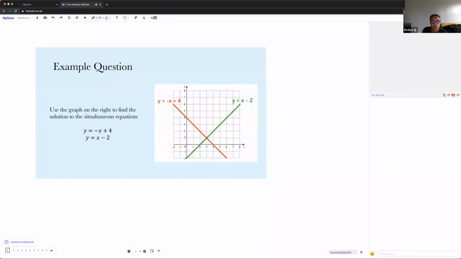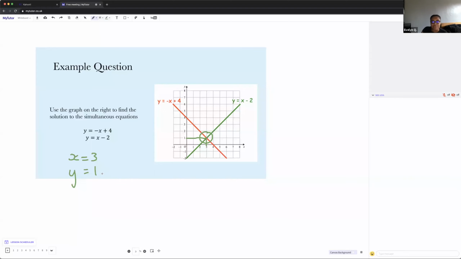They would say, use the graph on the right to find the solution to the simultaneous equations. So they've drawn the lines for you. All you have to do is find out what x is equal to and what y is equal to. So you find the point where the lines cross, and that's when x is 3 and y is 1. So your answer would be x equals 3 and y equals 1. And that's how you solve using a graph. And then remember, always check your answer. Just put those numbers into the equations to see whether they work. And they do.